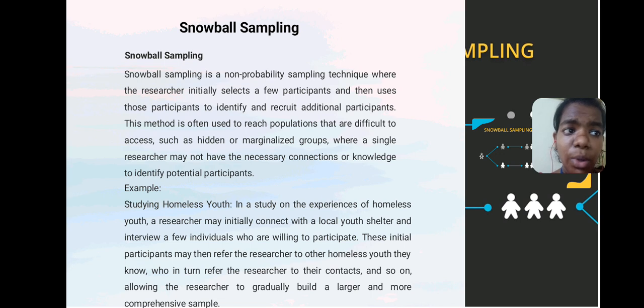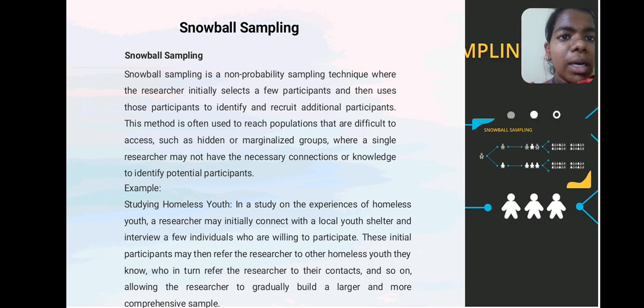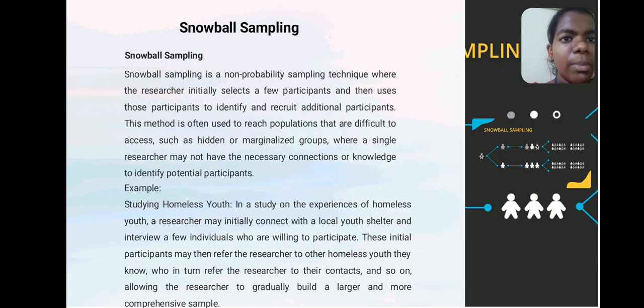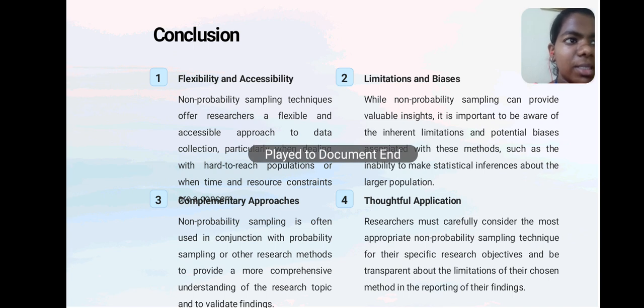So the next is snowball sampling. Here it is a non-probability sampling technique where the researcher initially selects a few participants and then uses those participants to identify and recruit additional participants. This method is often used to reach populations that are difficult to access, such as hidden or marginalized groups, where the researchers may not have the necessary connections or knowledge to identify potential participants. So this is an example for snowball sampling.